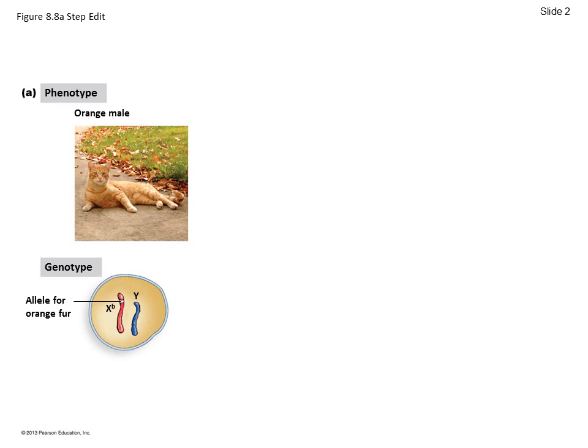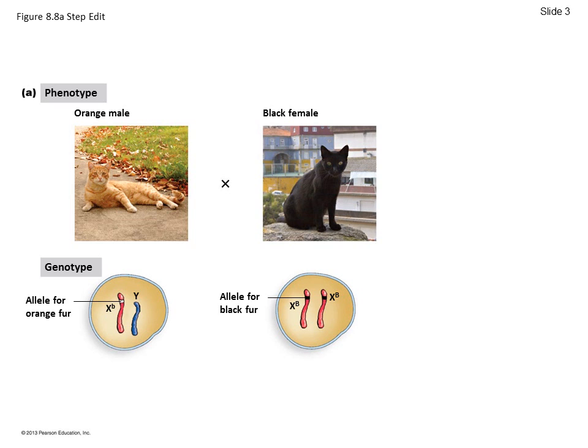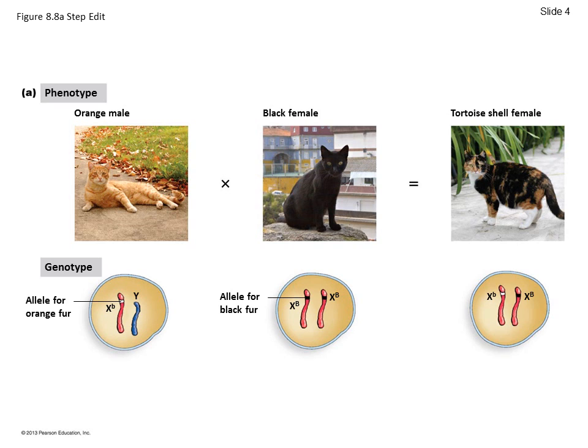So if we were to cross an orange male with a black female, if this were to behave in a traditional Mendelian manner, we would expect all the offspring to be black since it's dominant. However, what we see is actually a calico cat. We have the black allele inherited from mom and the allele for the orange fur inherited from dad. What we see is this very spotted pattern.